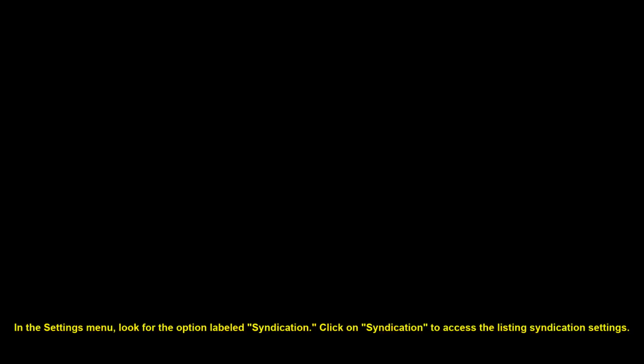To begin with, visit the ListGlut website and log into your account. Once logged in, navigate to the settings section located in the dashboard. In the settings menu, look for the option labeled syndication. Click on syndication to access the listing syndication settings.